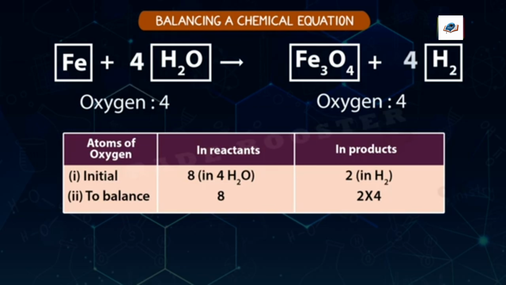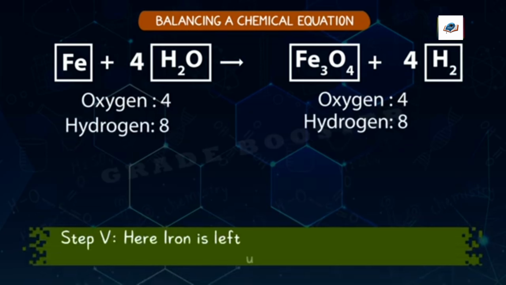So now the equation becomes like this. Fe plus 4H2O gives rise to Fe3O4 plus 4H2. But still this is an unbalanced equation. Here iron is left unbalanced.